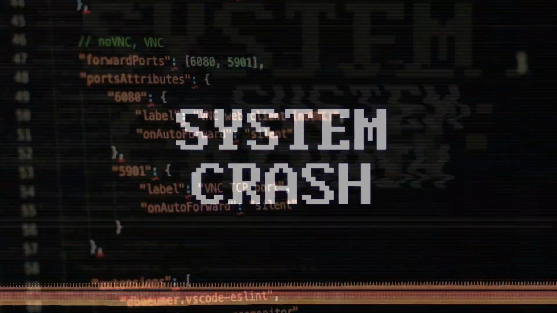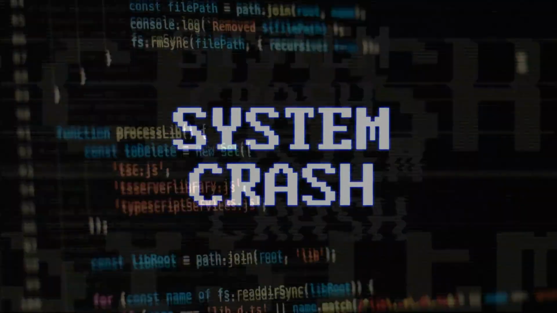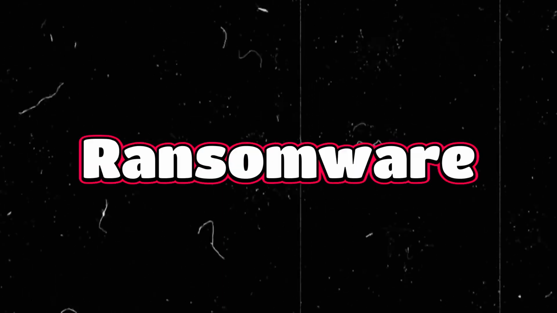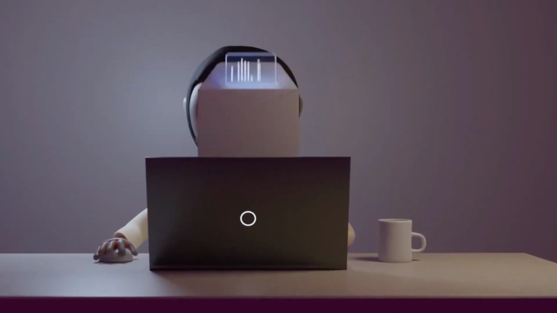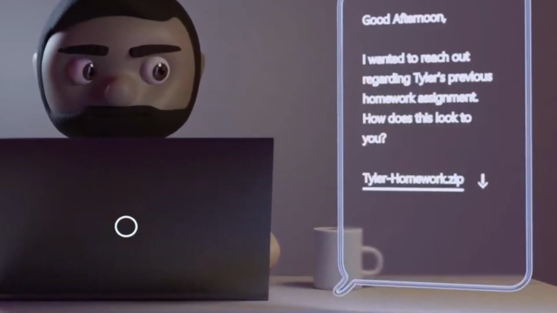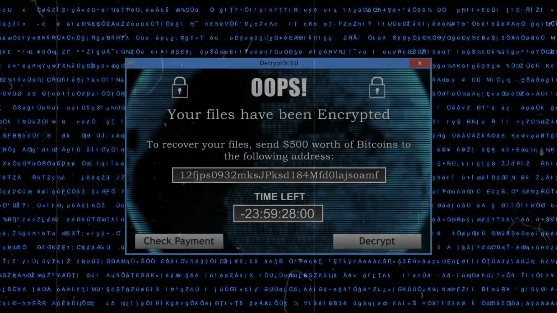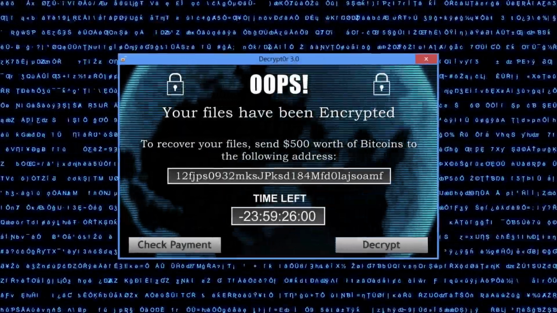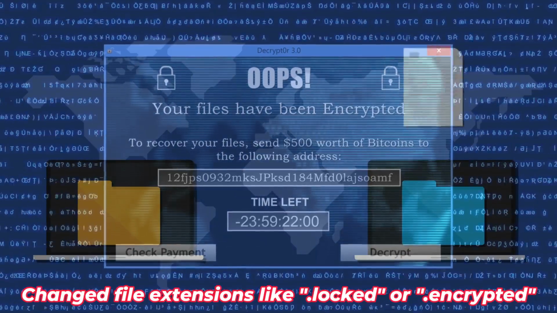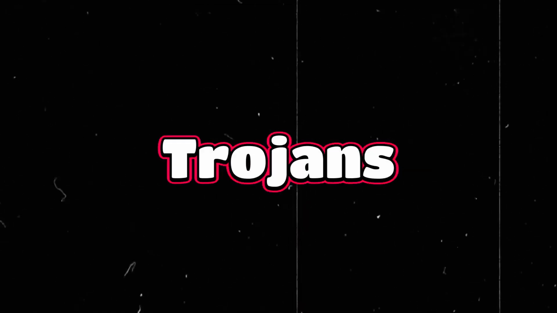Now, let's explore some of the most common types of malware attacks and the indicators that can help us identify them. Ransomware. Ransomware is a notorious type of malware that encrypts your files and holds them hostage until a ransom is paid. The indicators of a ransomware attack include sudden file encryption, ransom notes demanding payment, and changed file extensions like unlocked or encrypted.